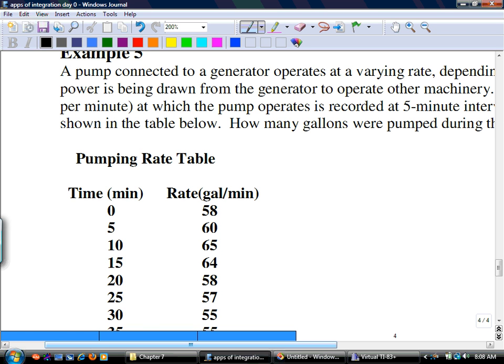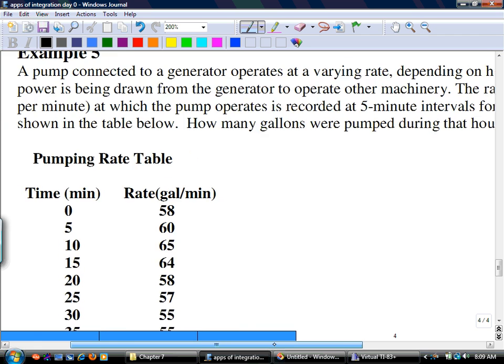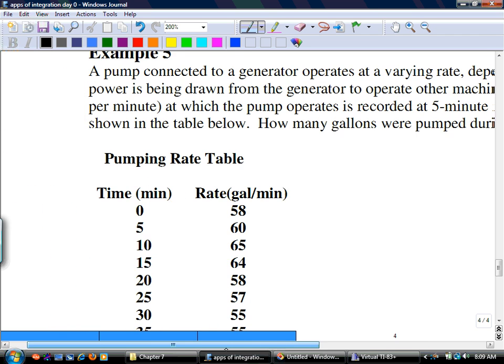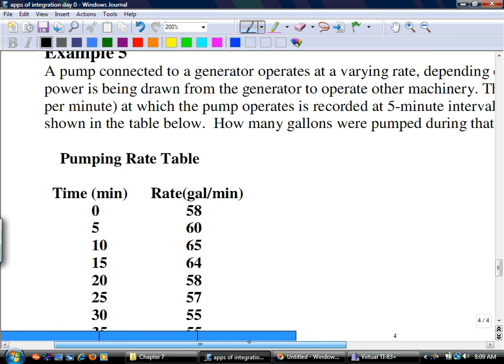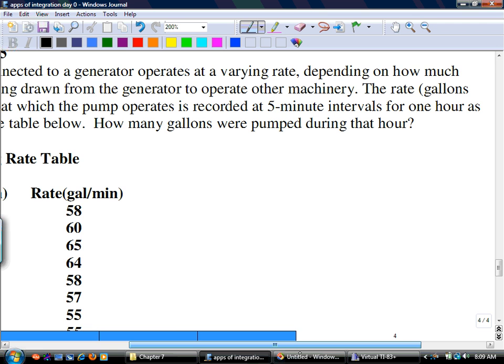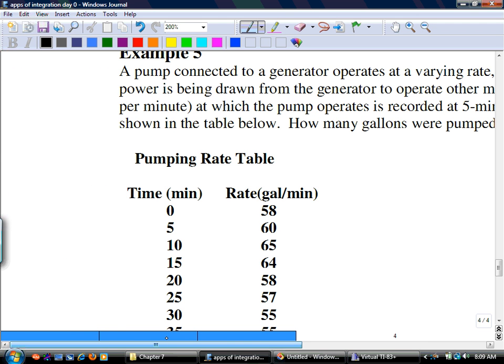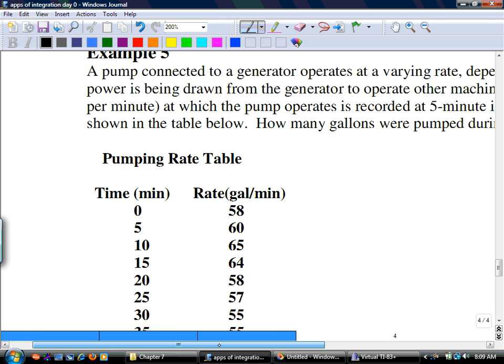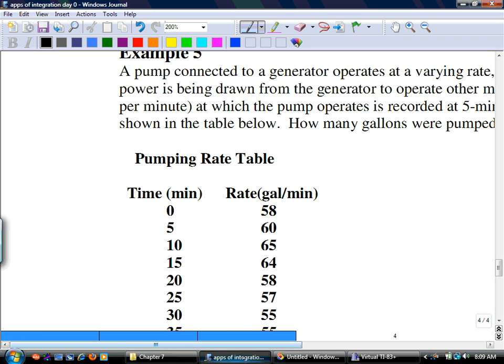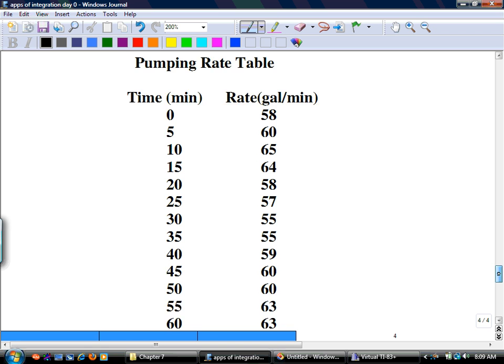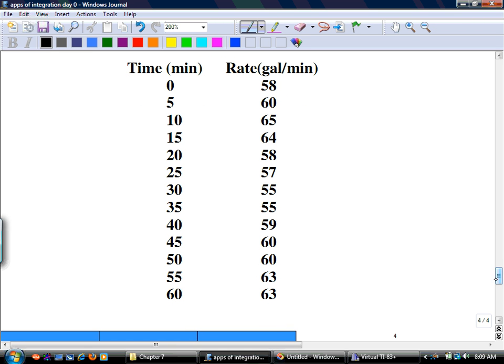A pump connected to a generator operates at a varying rate depending on the power being drawn from the generator to operate the other machinery. The rate, in gallons per minute, at which the pump operates is recorded every 5 minutes for 1 hour. In the table shown below, how many gallons were pumped during the hour? Well, this looks familiar. Chapter 5, a nice review of 5.